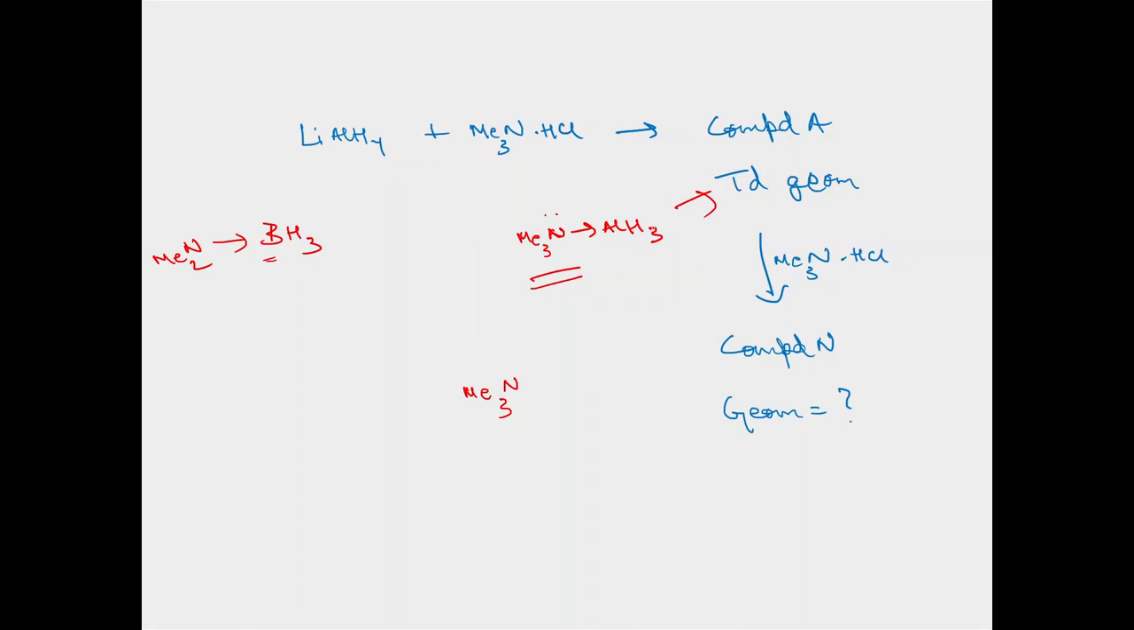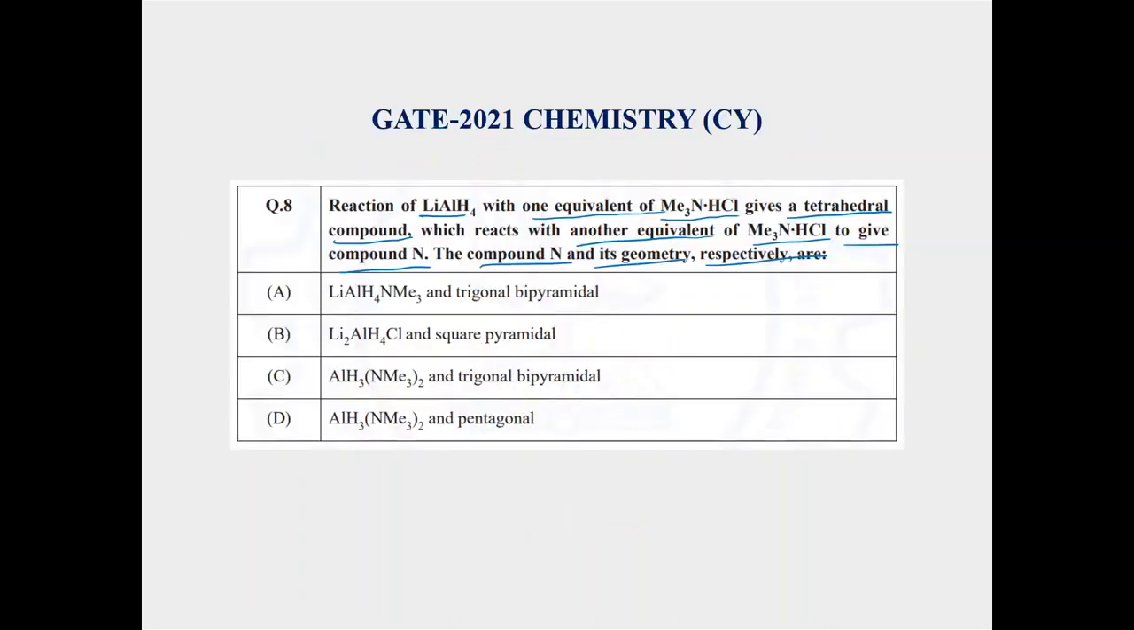So first of all, this will be NH4. Now two molecules of NMe3 will coordinate with AlH3. Okay, that's what will happen. On adding another equivalent of NMe3, we will get this complex, AlH3 with two molecules of NMe3. AlH3 with two molecules of NMe3 appears only in options C and D.